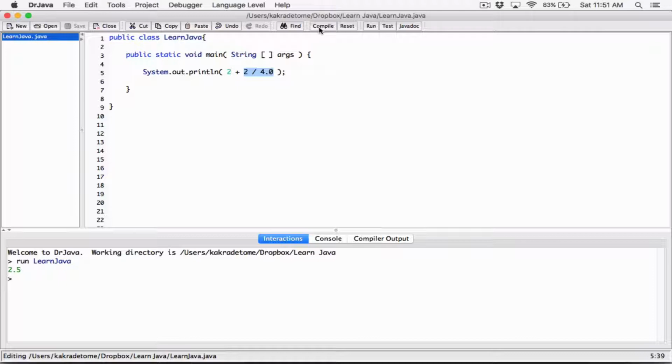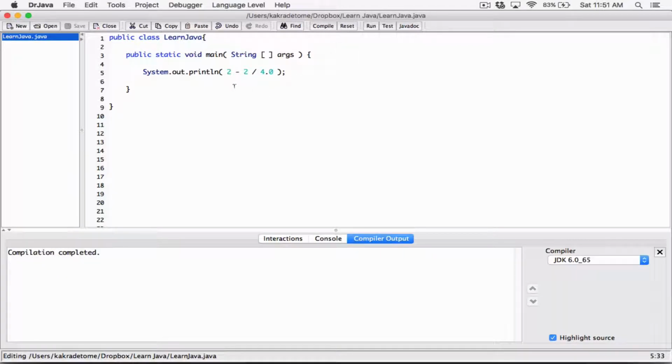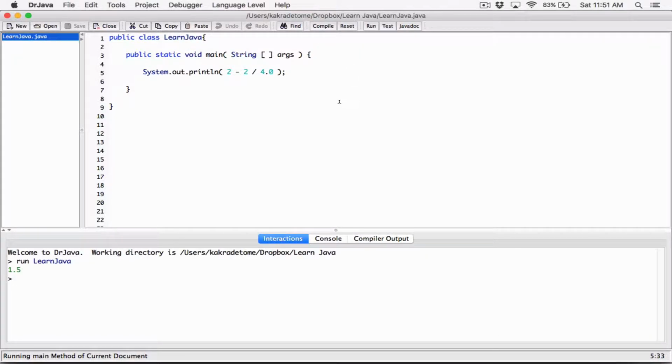We've done this already, so let's try 2 minus 2, and then we divide 2 by 4.0. So compile this. Normally we would see 2 minus 2, and then that gives us 0, and then 0 divided by 4.0 should give us 0. So let's compile this, run this, and we get 1.5. That's because 2 divided by 4.0 gets done first, and that's basically 0.5, so it's 2 minus 0.5, that gives us 1.5.